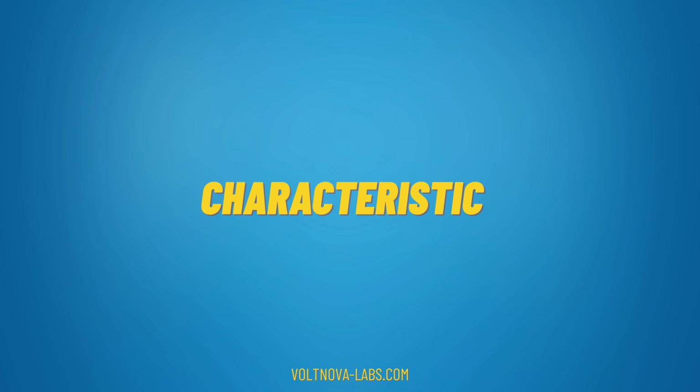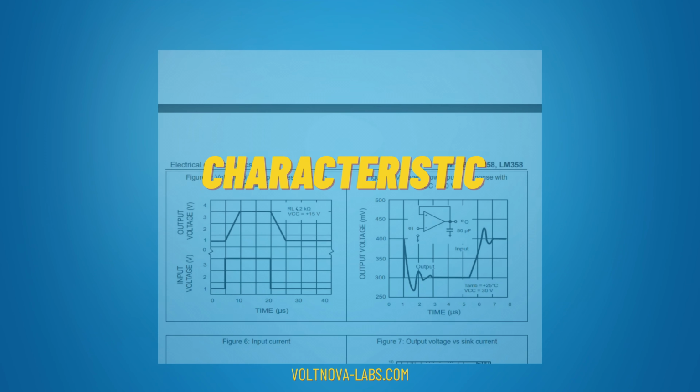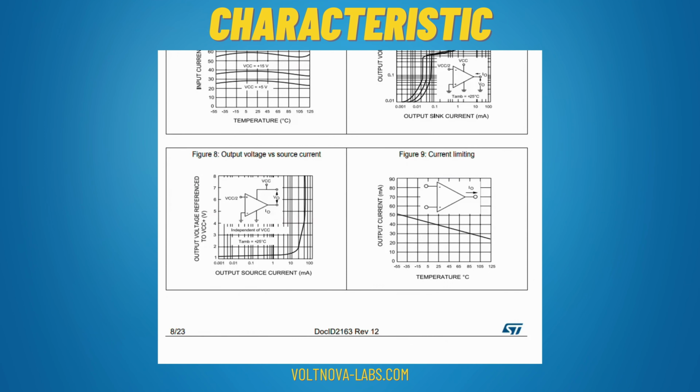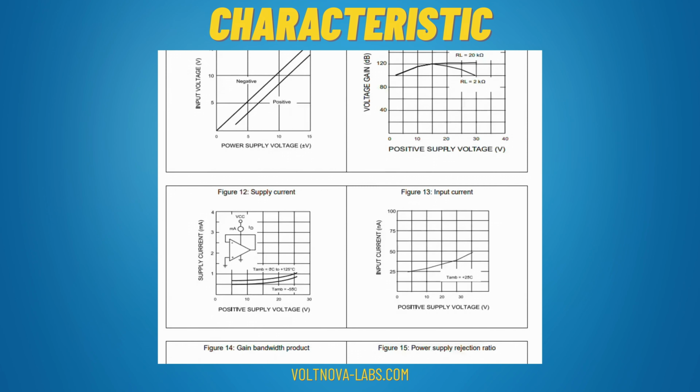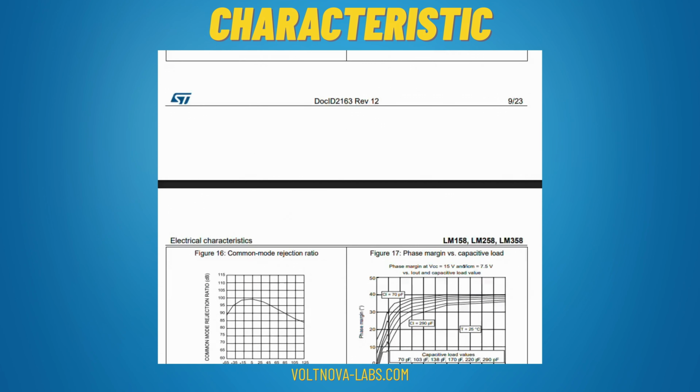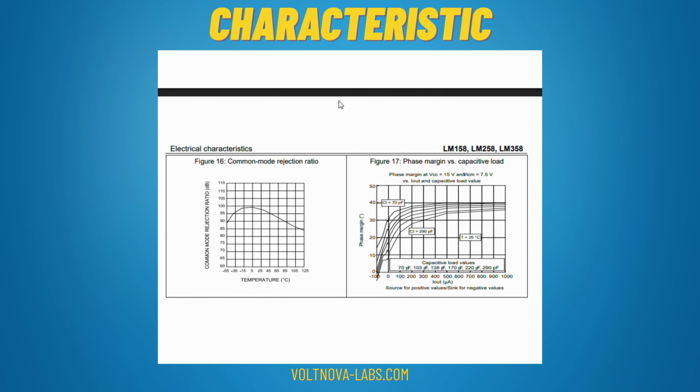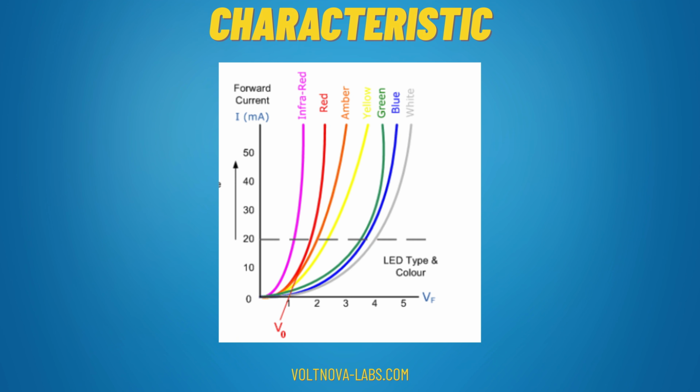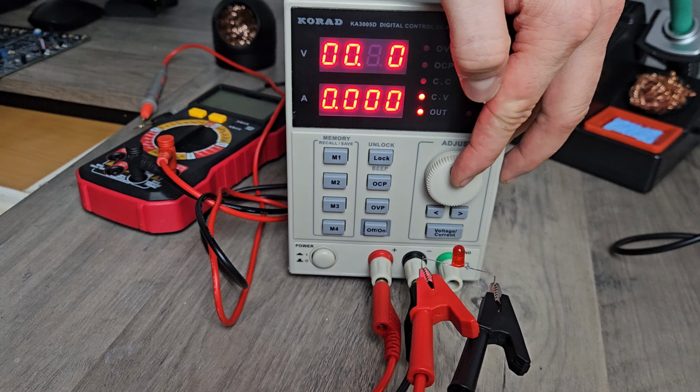Now for another new concept in this episode, characteristics. Practically every electronic component in the world has characteristics, and not just one, sometimes dozens. For LEDs, the most fundamental one is the current-voltage characteristic. We can read from it what voltage each color needs to start lighting up. When that voltage is reached, the LED starts conducting, meaning it allows current to pass through it.